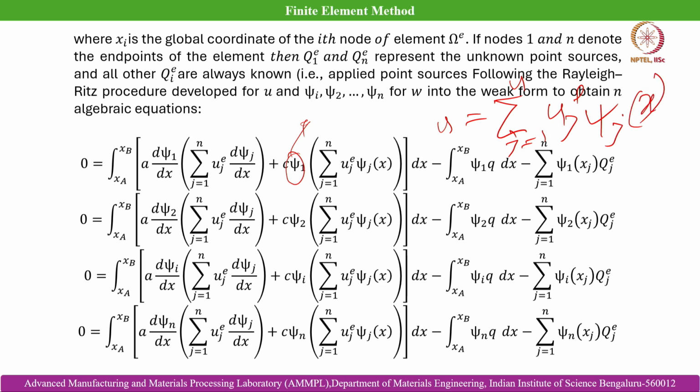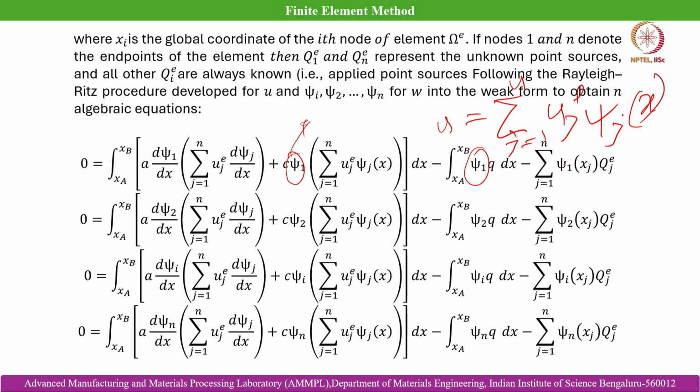Again, in place of u we are putting this expression of u over here, dx, minus the integration from x_a to x_b of w q dx. In place of w again we are putting the shape function value, that is psi 1, minus the integral of w q, with psi 1 in the summation of q_j^e psi_j.